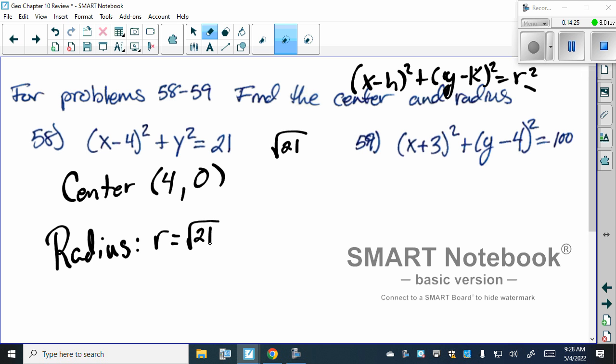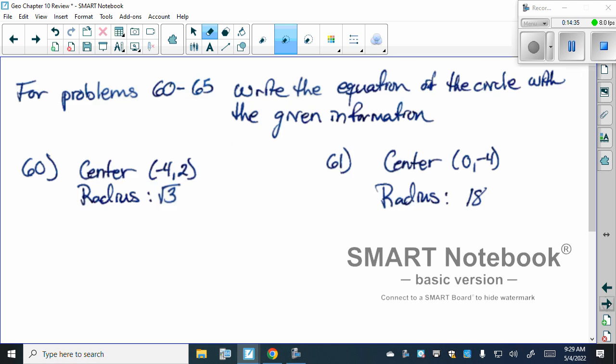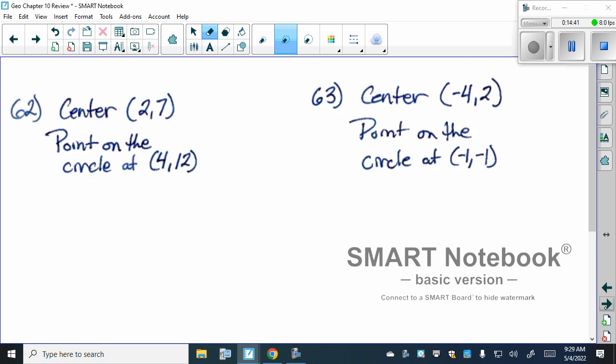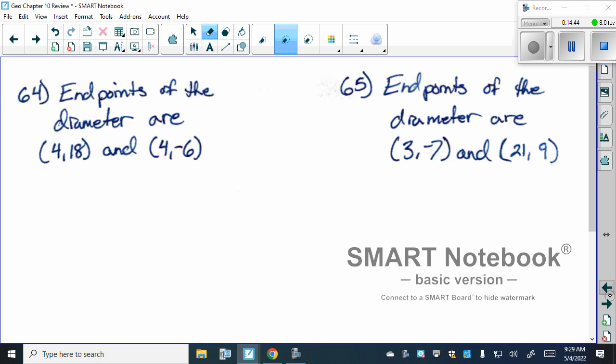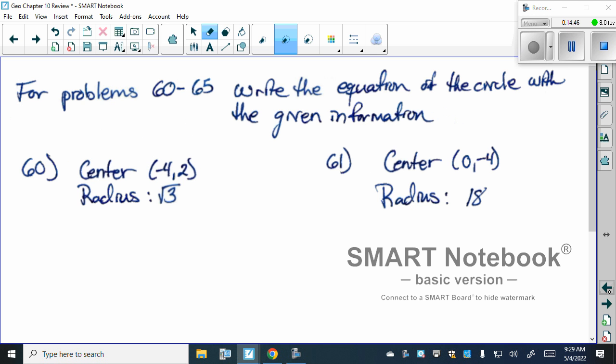Yeah, if it had been x plus 4 squared, it would have been negative 4. Questions on 58 or 59? Okay. Questions on 60 or 61?